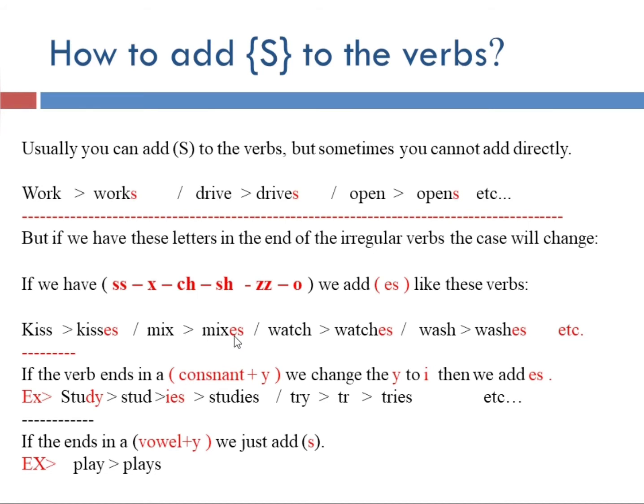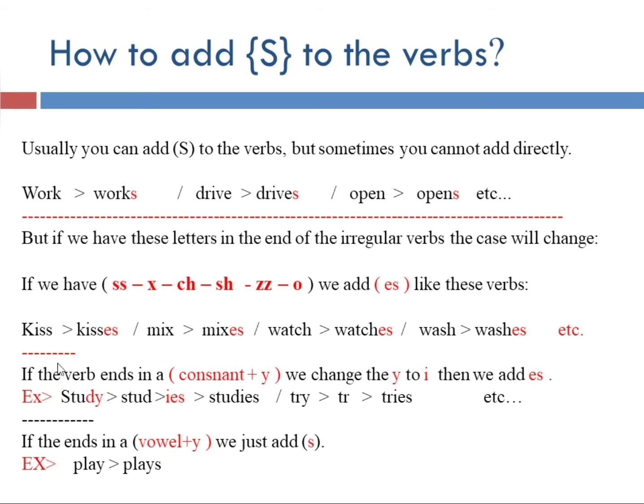See this one, mix, we add es because at the end we have x. And for kiss we have double s at the end. Watch, because we have ch, we add es. And for wash, the same, and for double z and all the same. For example, we have go, because go ends with the letter o, so we will say goes, G-O-E-S, not G-O-S. You saw it in the book.